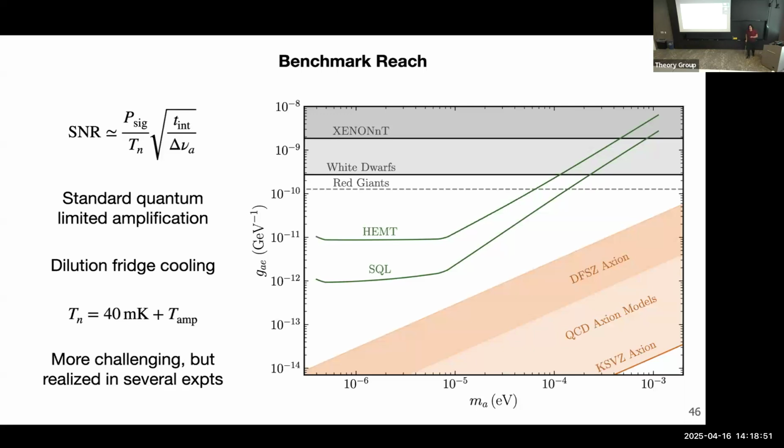Quantum limited doesn't actually improve that much compared with the naive one. No, because when you go up here, the noise temperature is equal to the mass of the axion, so it just gets worse and worse, and that's why quantum limited amplification doesn't help much.